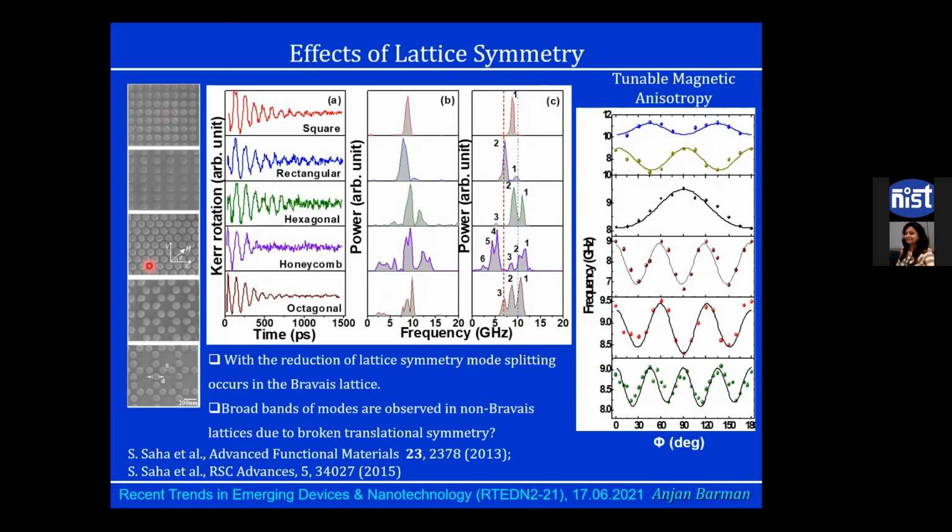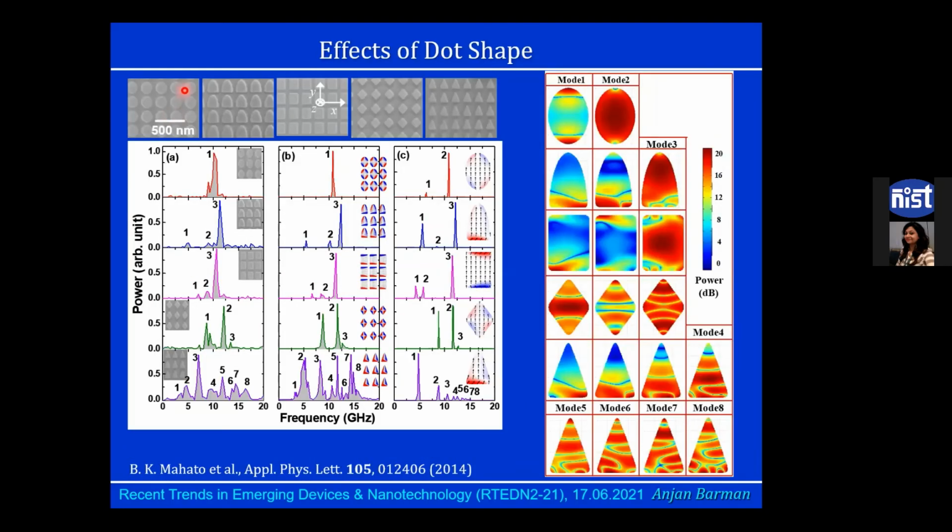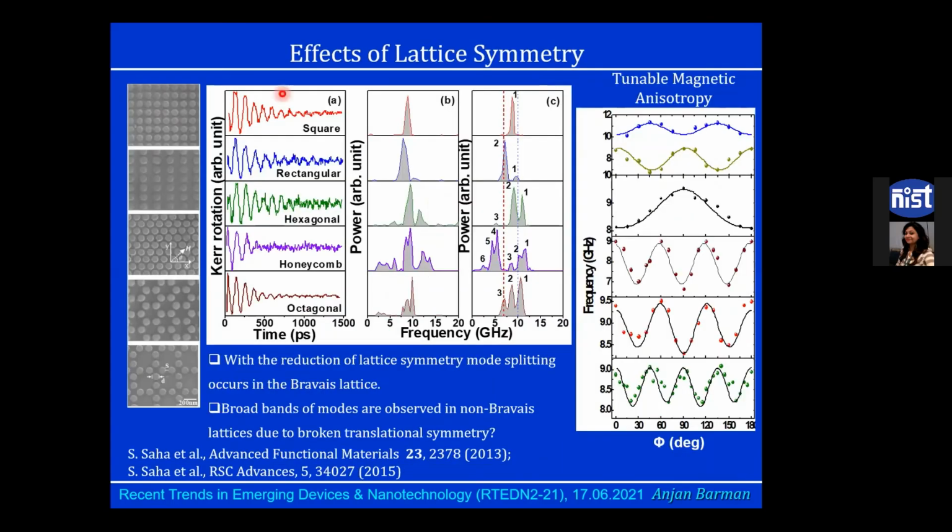And then, because we are working on artificial crystals, the lattice symmetry is also important. So what we did is we took the circular dot, because we know the circular dot generally gives rise to almost a single mode, or maybe two modes. If I place them in different kinds of lattice, what happens? So far I did not vary their bias field orientation. I'm only showing you a single bias field orientation.